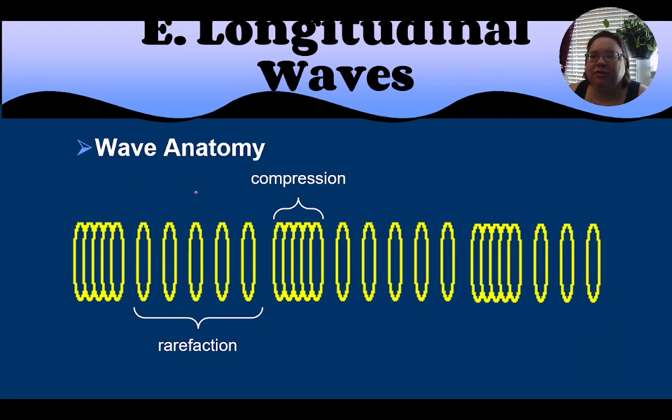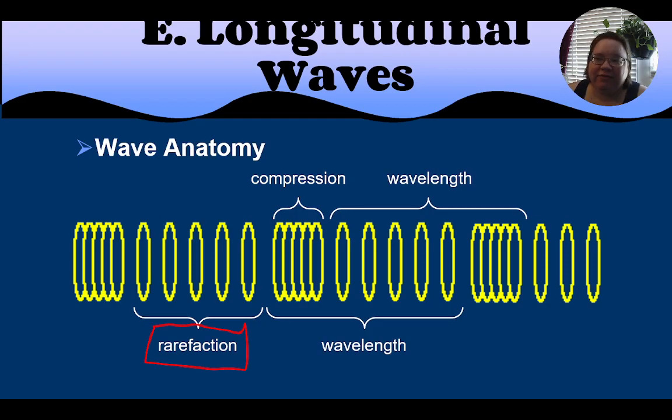So a different visual, but we notice that the particles are more spread out. That is the rarefaction. That's the area where the particles are not close together. Compression is where the particles are close together.